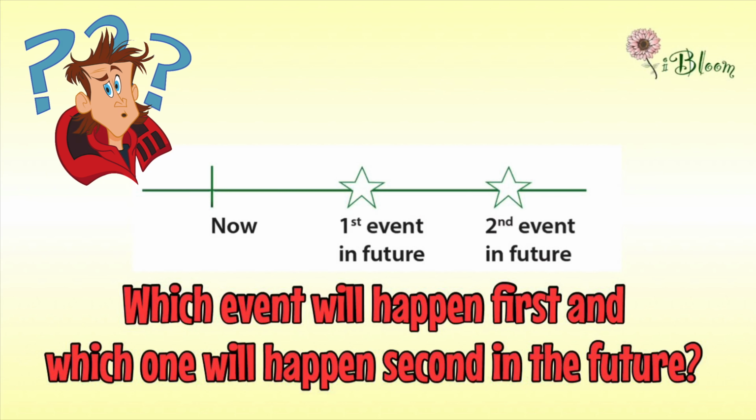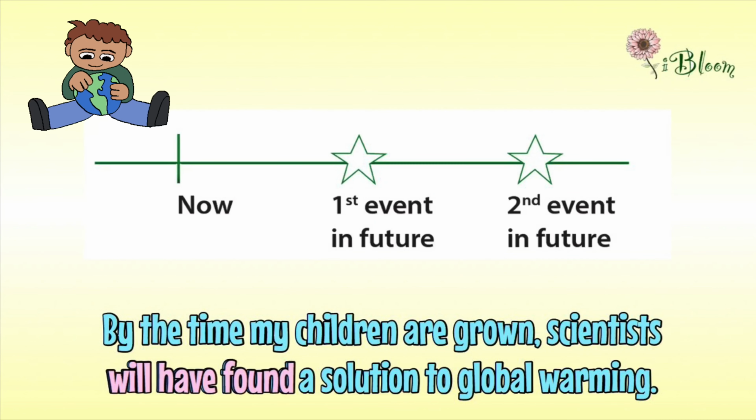Have a look at this timeline. Now I'm talking about the future. We have two events. Which one will happen first and which one will happen second? Remember the sentences? Let's go back to our sentences and see. By the time my children are grown, scientists will have found a solution to global warming.